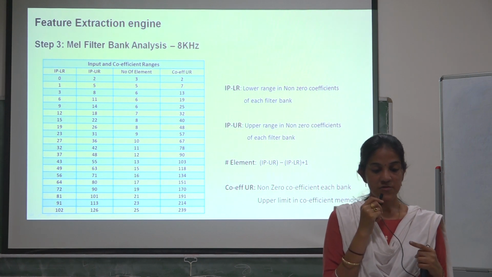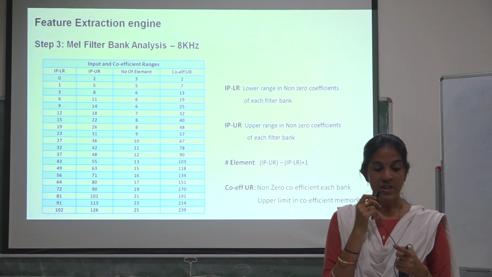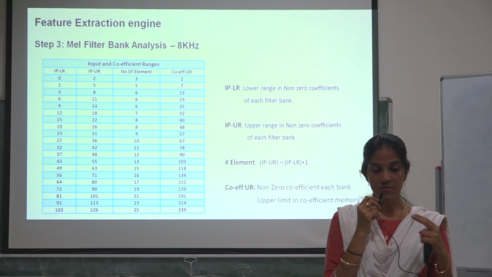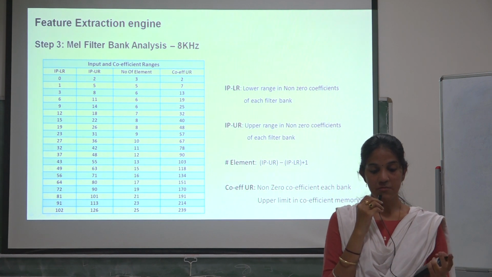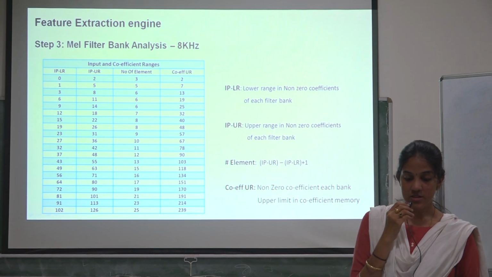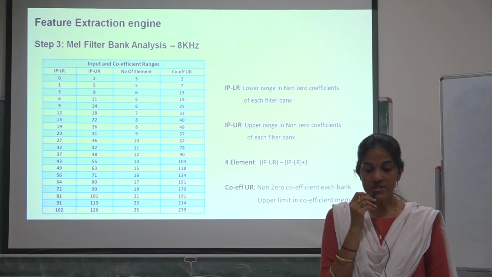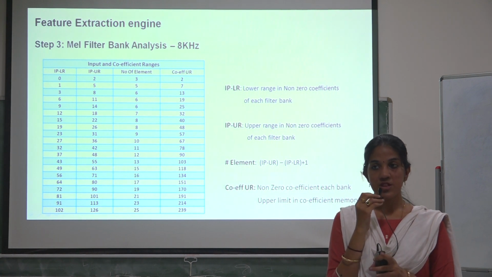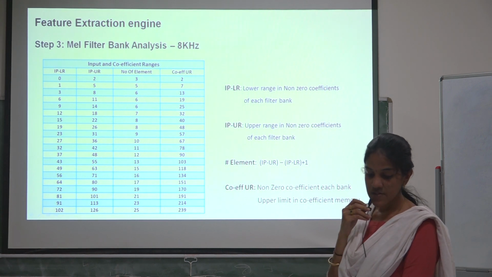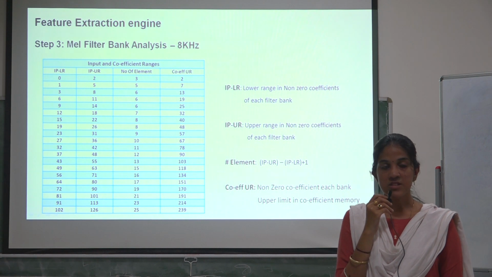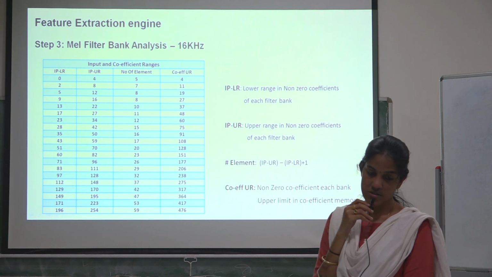summarizes that the non-zero elements of the first filter bank start from 0 to 2. Similarly, for each filter bank, we have represented the start and the end of the filter bank. For example, the 20th filter bank has non-zero coefficients only from 102 to 126. So from this it is seen that there are only 240 non-zero elements out of 5,120 elements. So if we store only 240 elements instead of 5,120 elements, we could save almost 97% of the memory storage.